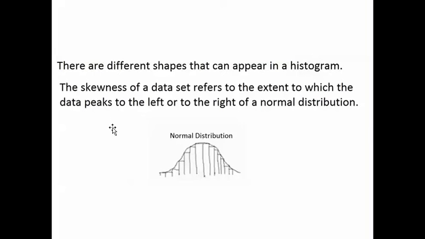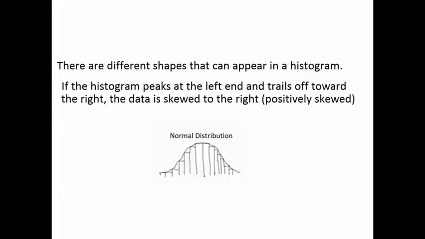Also, a data set that peaks too far to the left to be normal, or peaks too far to the right to be normal, is called a skewed distribution. And so the skewness of a data set refers to the extent to which the data set peaks too far to the left to be normal, or too far to the right to be normal. Let's look at some examples.